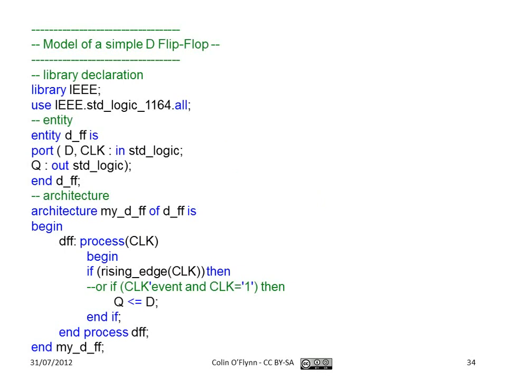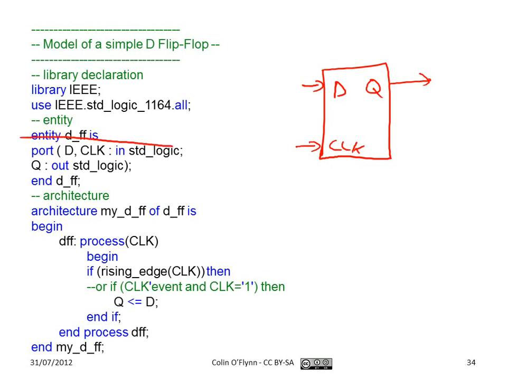So to give you an idea, here's a D flip-flop implemented in VHDL. You can see we have a box, we have a port D, we have a clock port, and we have a Q output. That's what this first entity is telling us, because those are the ports.